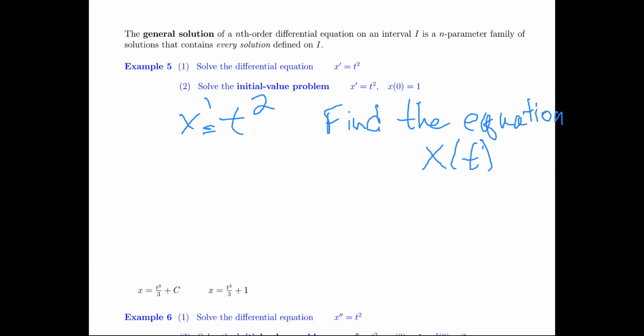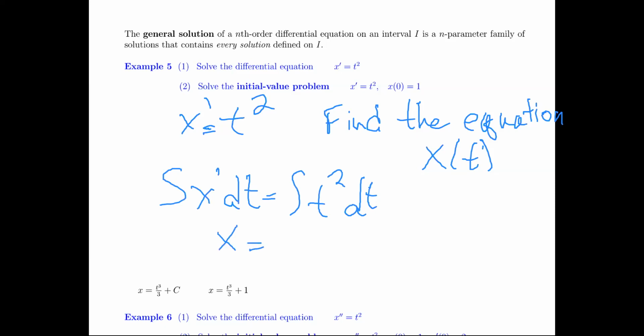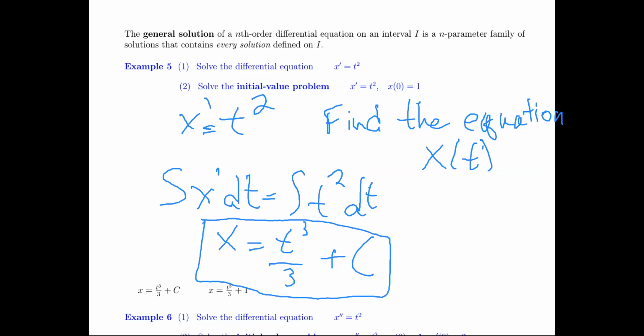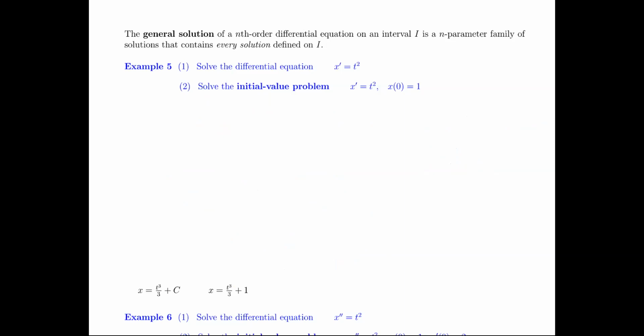So the integral of x prime with respect to t is equal to the integral of t squared with respect to t. So this is x is equal to t cubed over 3. But of course, we need to add any constant. So we get x is equal to t cubed over 3 plus c. All right, so that's our solution to that first part of the problem.